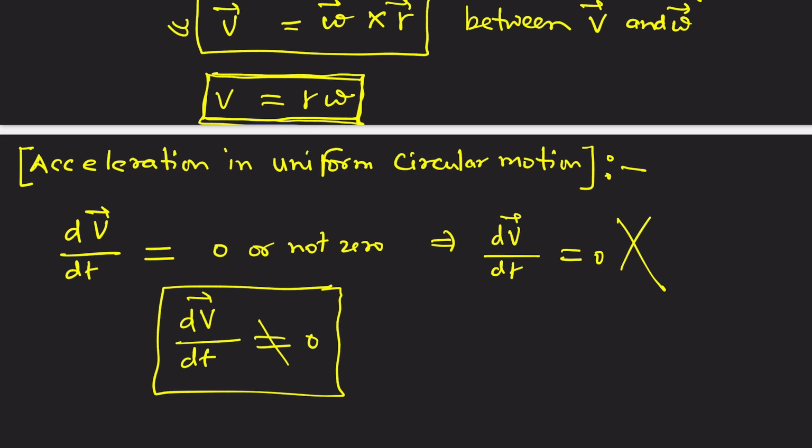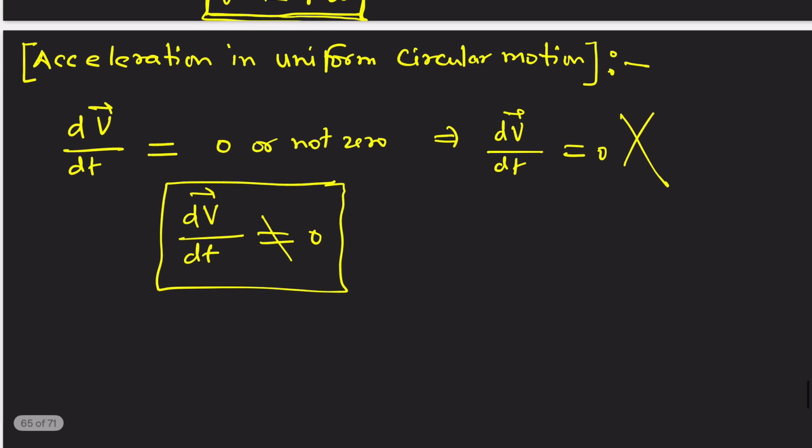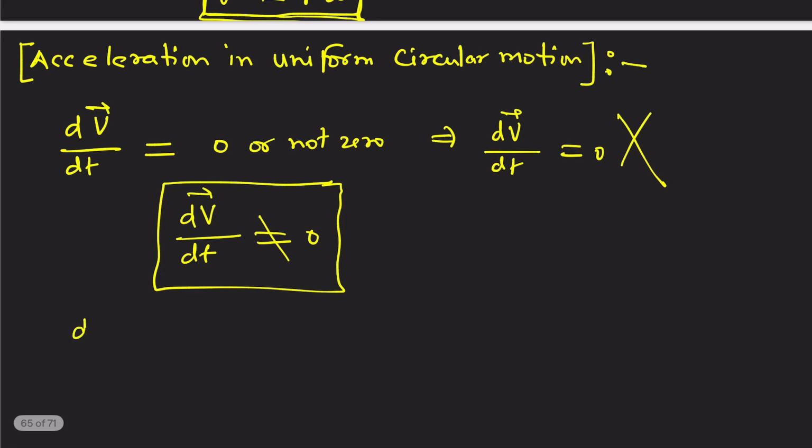Okay, so you have to keep in mind that even in uniform circular motion, the rate of change of velocity is not equal to 0. But if somebody asks what is the value of d|v|/dt, the answer is 0. |v| represents the magnitude, the speed. So the rate of change of speed is equal to 0.